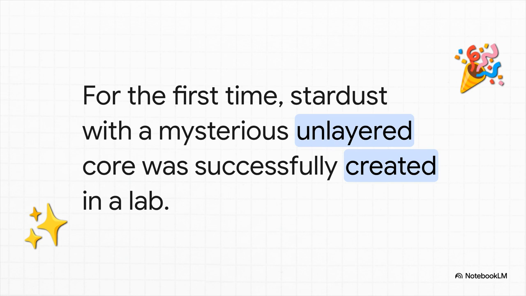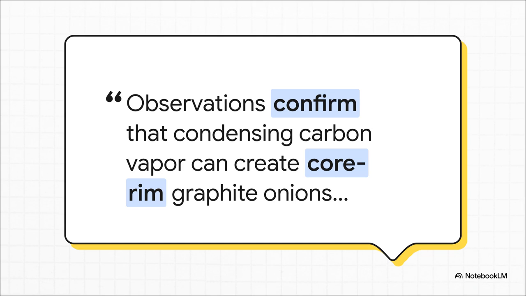Just let that sink in for a moment. For the first time ever, scientists had made stardust with that mysterious unlayered core right here in a lab. They had solved a puzzle that had been baffling them for decades. And look, this is so much bigger than just making a cool particle. The researchers themselves put it best. Their observations confirmed that this process works. Condensing carbon vapor really can create these core-rim graphite onions. And that helps us interpret what's actually happening out there in space. It lets us understand the specific conditions that lead to this kind of crystallization around real stars.